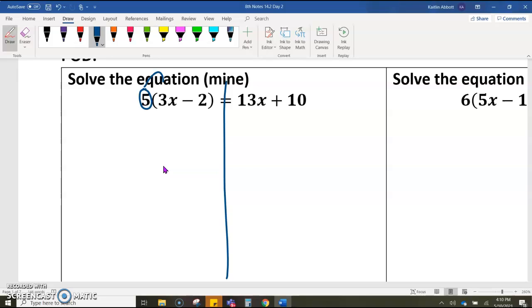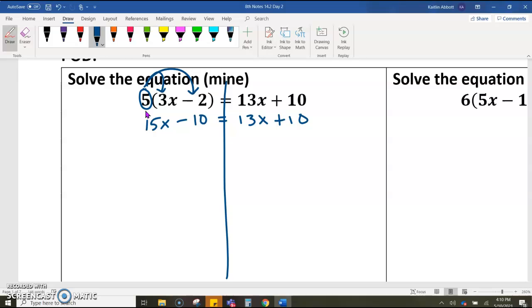Does distributing mean multiplying or dividing? Multiplying. So we're going to do 5 times 3x. That gets us 15x. And then we're going to also do 5 times negative 2. Don't forget that sign in front. Negative 2. 5 times negative 2. So 5 times 2 is 10, and a positive times a negative is going to be a negative. So we got 15x minus 10. And then we're going to bring all this down on the right side because we didn't do anything with it.